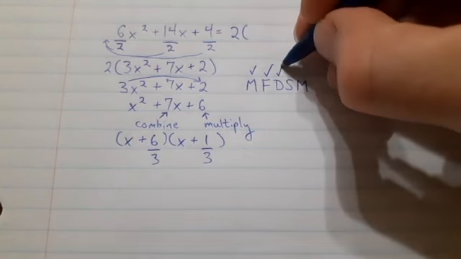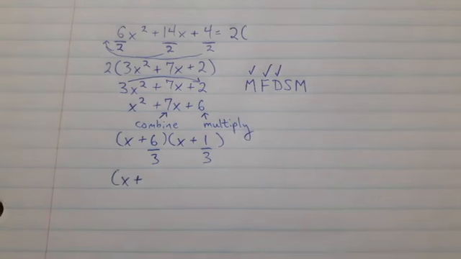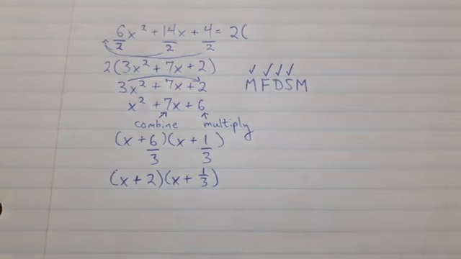We're done with our division, so we move on to S, which is simplify, and we just simplify our 2 fractions. We get x plus 6 over 3 becomes 2, times x plus 1 over 3. We can't simplify that fraction anymore, so it's just x plus 1 over 3. All done simplifying, so now we just have to move on to our last step, M for move.